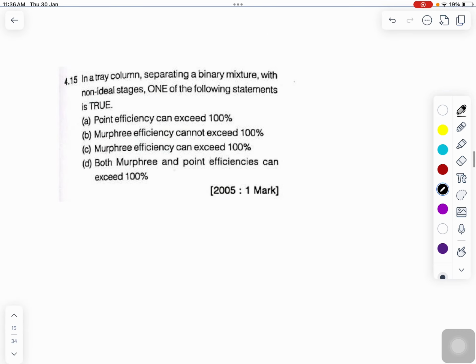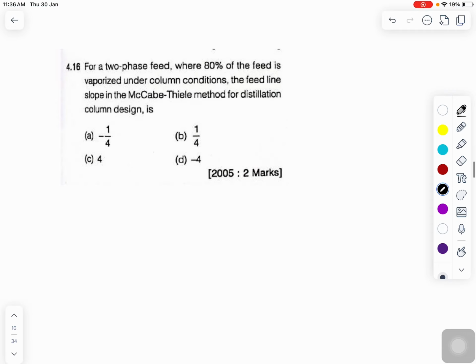Now moving towards the next question. The question says that in a tray column separating a binary mixture with non-ideal stages, which one of the following statements is correct? Point efficiency can exceed 100%. This is wrong. Murphree efficiency cannot exceed 100%. It is wrong. Murphree efficiency can exceed 100%. This is right. But Murphree and point efficiency can both exceed 100? No. So only Murphree efficiency can exceed 100%, and point efficiency cannot exceed 100%. Is that clear?